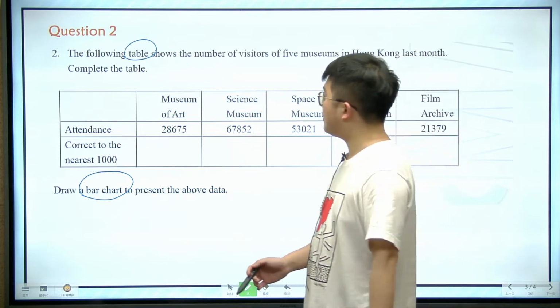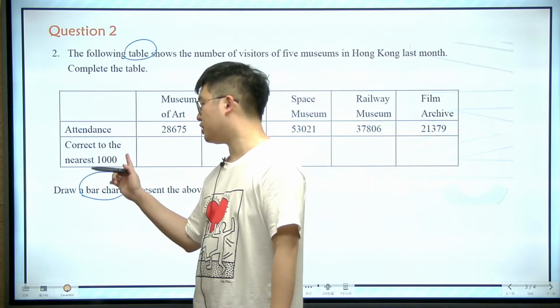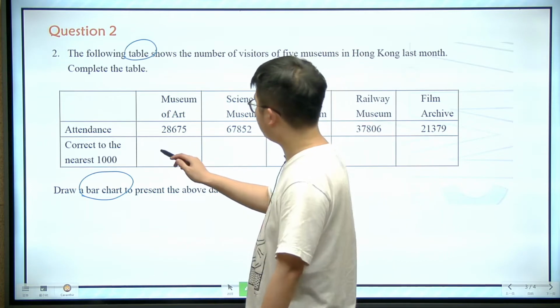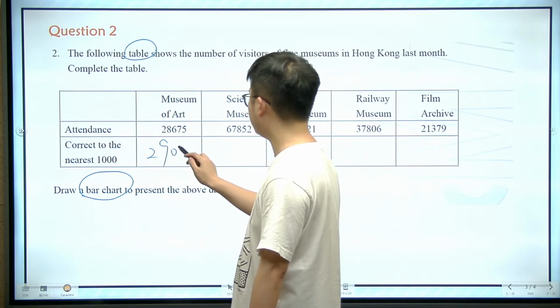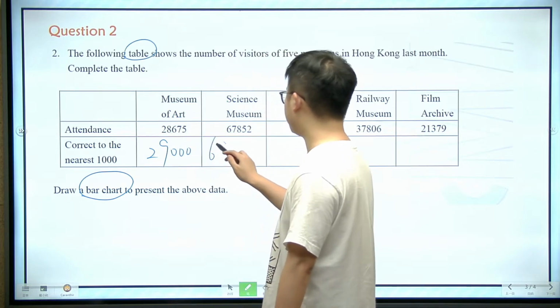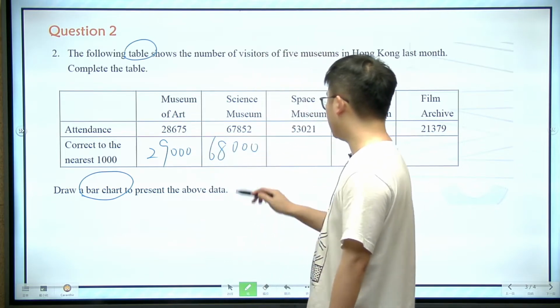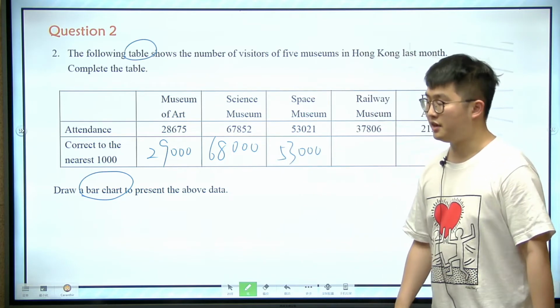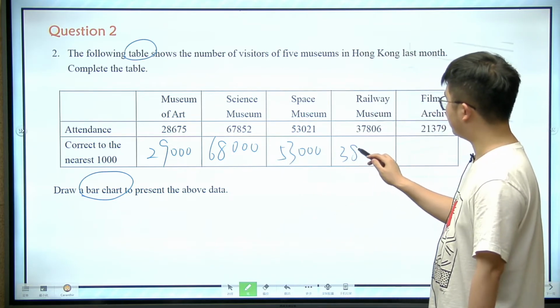But before this, we need first to correct the numbers to the nearest 1,000. So this would be 29,000. This would be 68,000. And this is 53,000. This is 38,000.